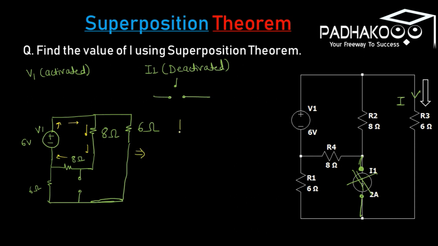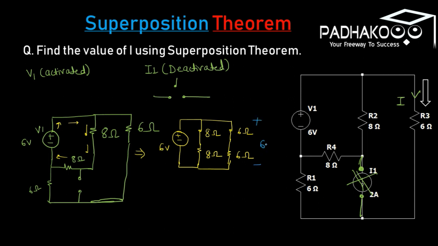If we redraw this circuit again, 6 volt is there, and 8 ohm and 8 ohm are in series, and 6 ohm and another 6 ohm are also in series. Now these two branches are in parallel to the voltage source, so they share the same potential, plus and minus. We'll be denoting the plus and minus by changing the colors. Blue, 6 volt. Now to find the current in this branch, it is V over R, where V is 6 volt and R is 12 ohm.